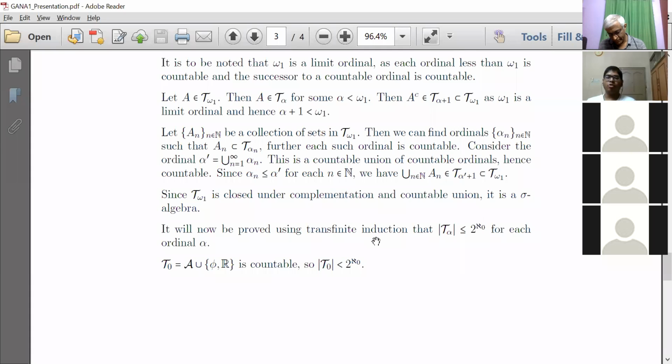Okay, so omega 1 must be a limit ordinal. As it is the first uncountable ordinal, all ordinals less than omega 1 must be countable. And the successor of a countable ordinal can only be a countable ordinal.